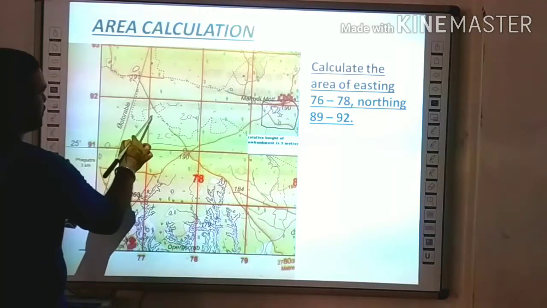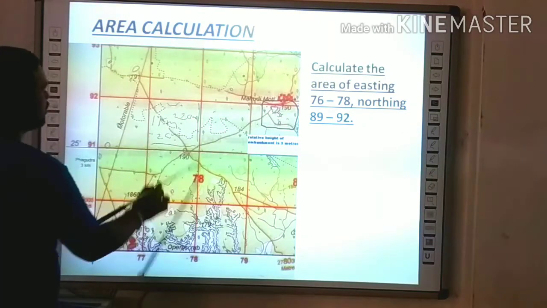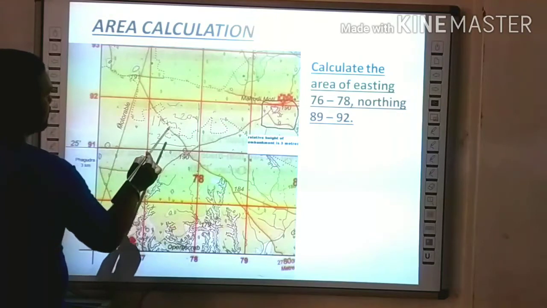So therefore, what will be the area of this square? It will be 1 kilometer square. What will be the area? It will be 1 kilometer square.